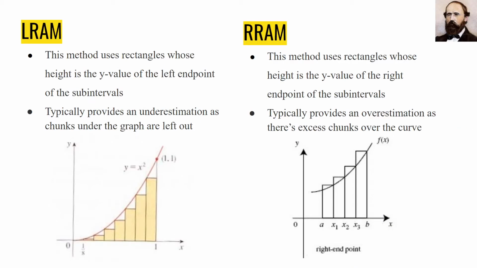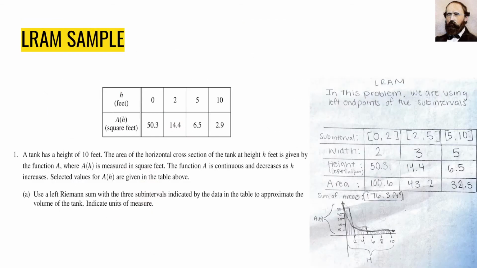So LRAM is basically just a method of approximating area under a graph that uses rectangles whose height is the y value of the left endpoint of the subintervals. And this typically does provide an underestimation as chunks under the graph are left out, but that is not always the case. And then RRAM is pretty similar, however, it just uses rectangles whose height is the y value of the right endpoint of the subintervals. And this typically provides an overestimation as there are excess chunks over the curve, but once again, that's not always the case.